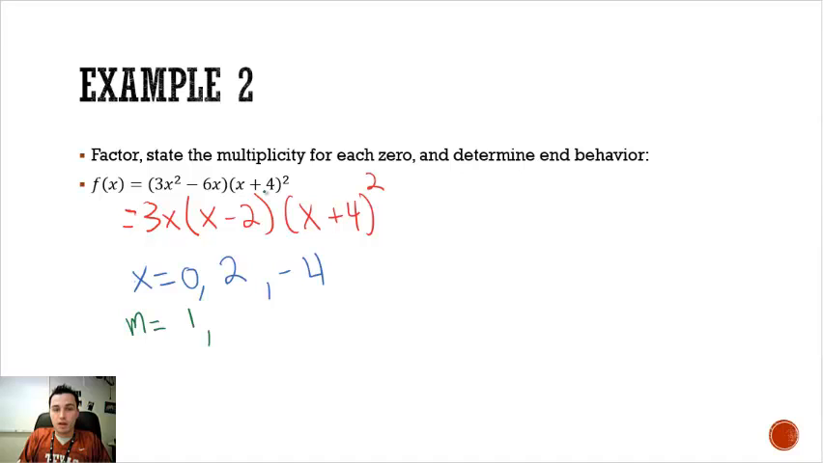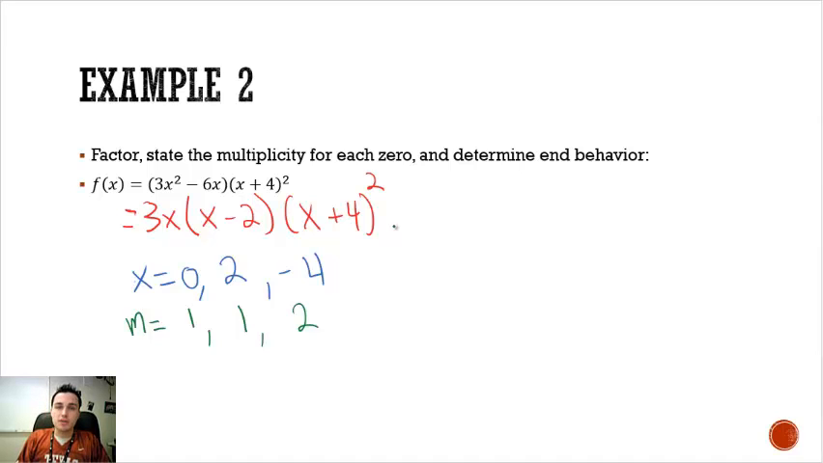On the second one, again, the exponent up here is a 1, so that multiplicity is a 1. And this last one, the exponent's a 2, so that multiplicity is a 2. Pretty simple, right? And now we want to determine end behavior. Well, this is going to be a little bit tricky, especially since in order to really see what this entire equation would be, I'd have to FOIL it all out.